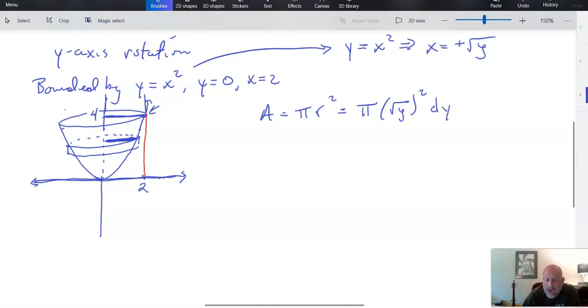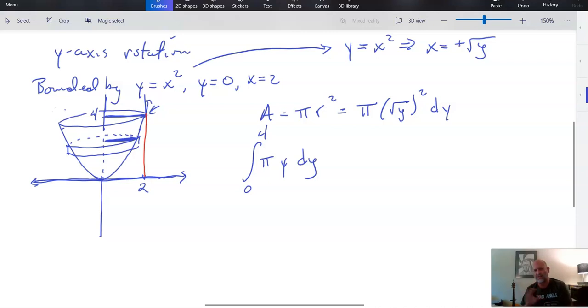Okay, now that's one disk. We need to add all of them up from 0 to 4. So that's actually my integral. It's now the integral of pi, and I can simplify this a little bit. If I square the square root of y, I end up with just y dy, and I need to integrate that from 0 to 4.